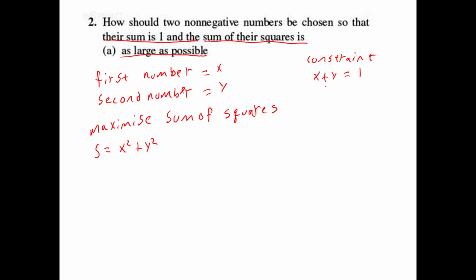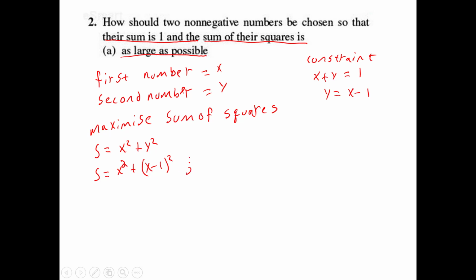Then we can take this constraint and solve for y. So y is 1 minus x. And what that allows me to do is take the formula that I'm trying to find the absolute max of and replace my y with 1 minus x. So now I get the formula x squared plus 1 minus x squared.